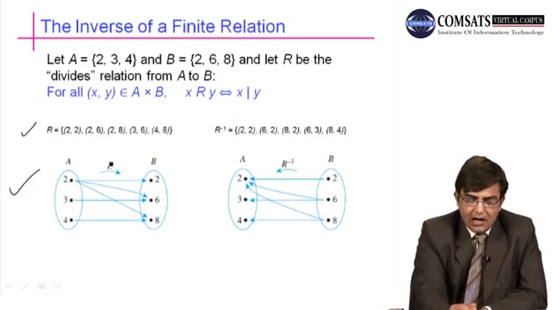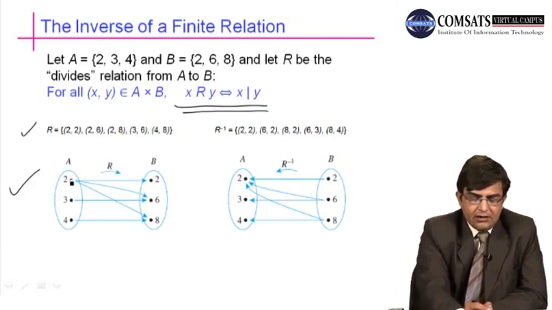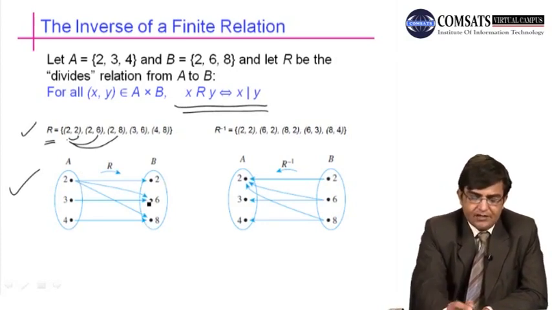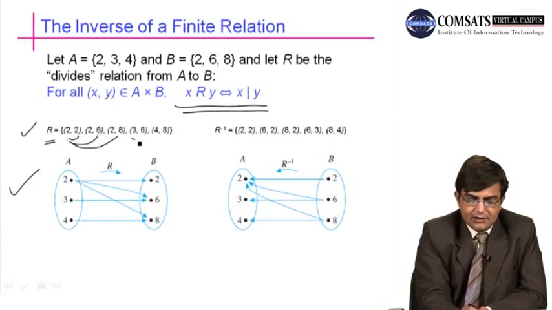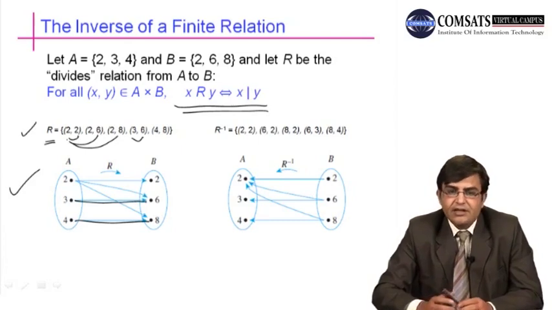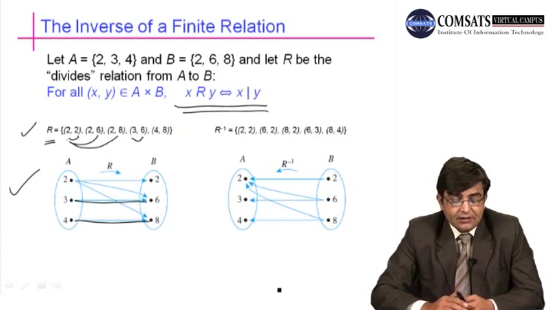Here we write the R, and we know that this is R. Now in this relation we have 2 is related to 2, 2 is related to 6, 2 is related to 8. So we mark arrows from 2 to 2, to 6, to 8. Similarly 3 is related to 6 and 4 is related to 8. So this relation is also one to many. The type of this relation is also the one to many relation.